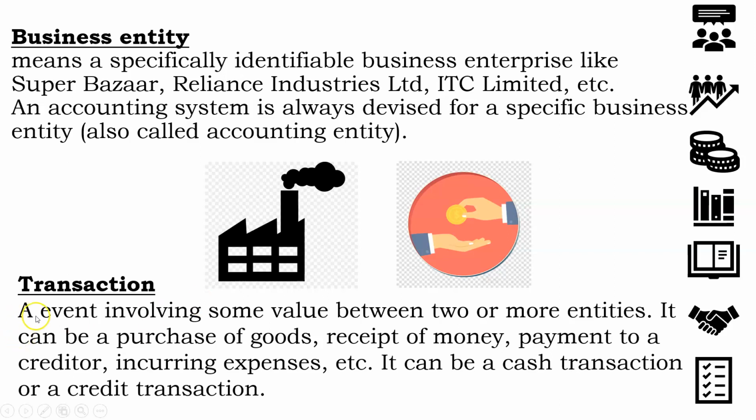So let us first go through the definition. A transaction is an event involving some value between two or more entities. It can be a purchase of goods, receipt of money, payment to a creditor, incurring expenses, etc. It can be a cash transaction or a credit transaction.